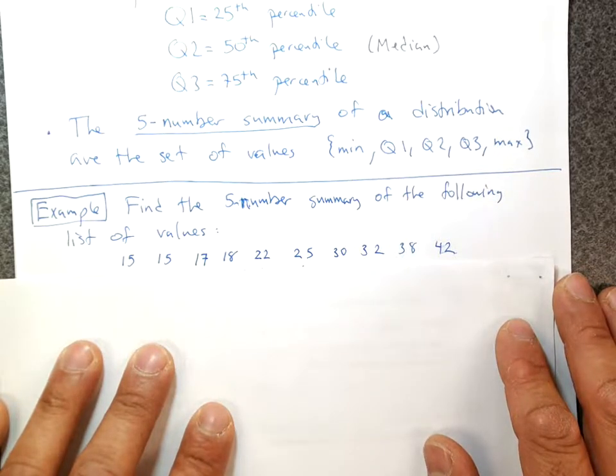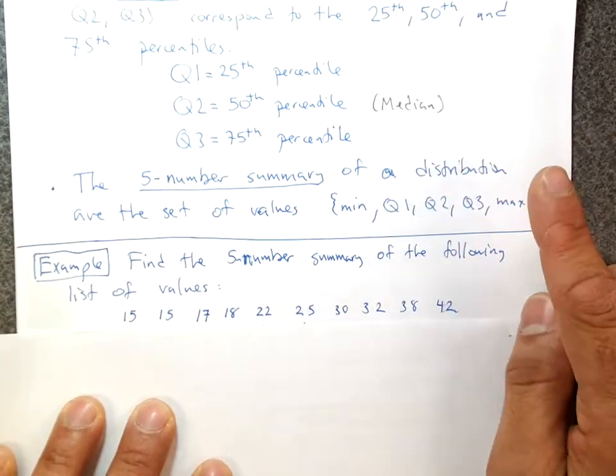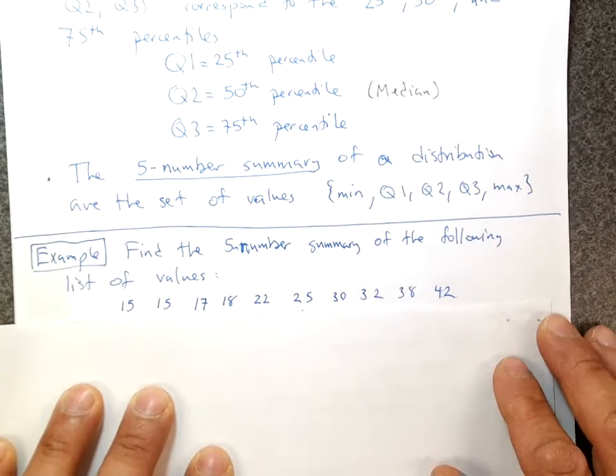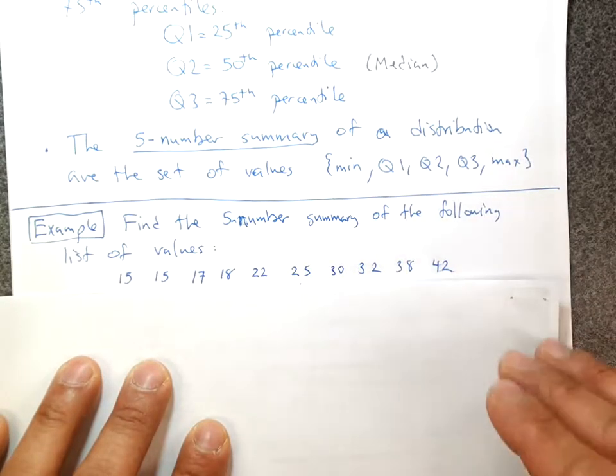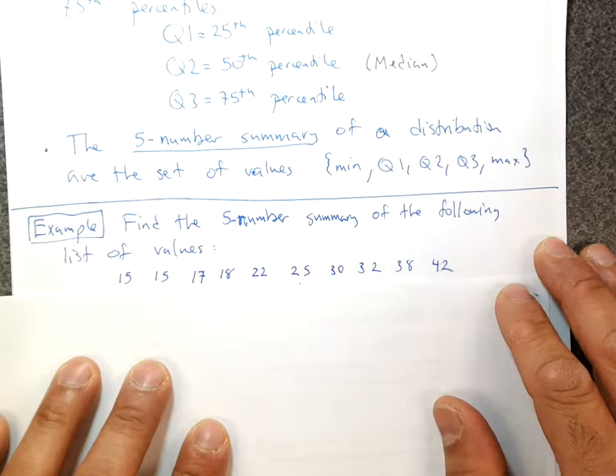So, if you're comfortable, pause and try to find the 5-number summary based on the definition above. Just do your best, see what you can come up with. When you're done, go ahead, unpause. Okay, and we're back. So let's talk about how we would do this.